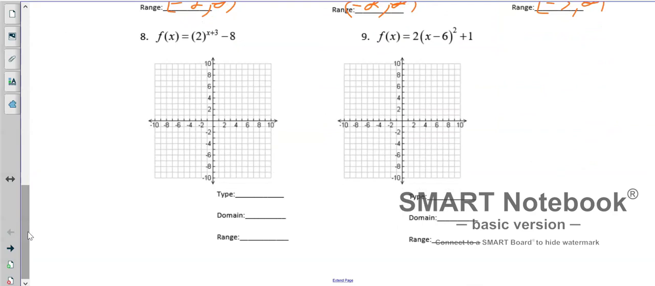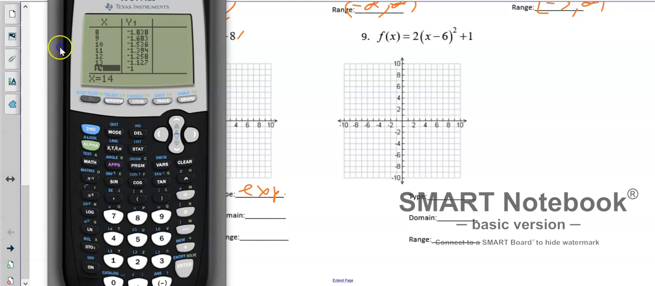All right, this one is exponential. It is moving left 3 because it's inside, and down 8. So again, we're going to let the calculator do the heavy lifting here. We're going to put 2 to the power of, and we type in x plus 3. And we come out of that, and we write -8.